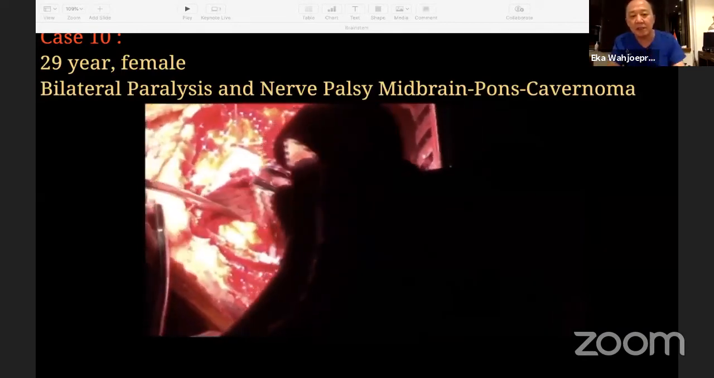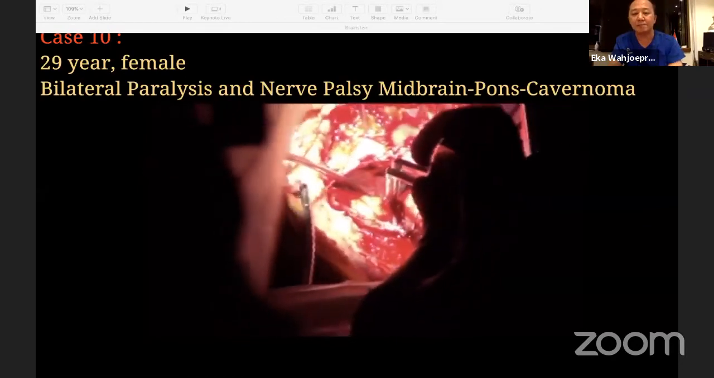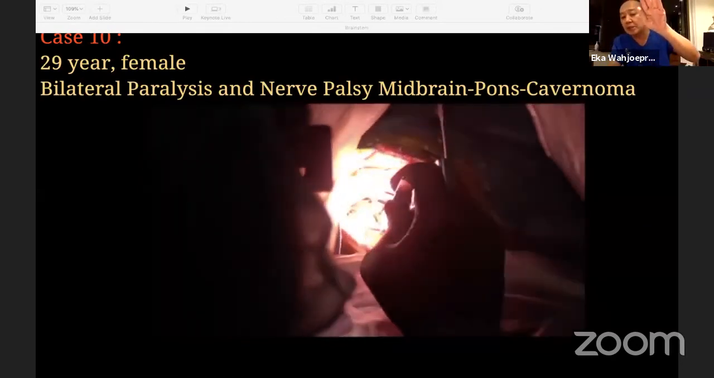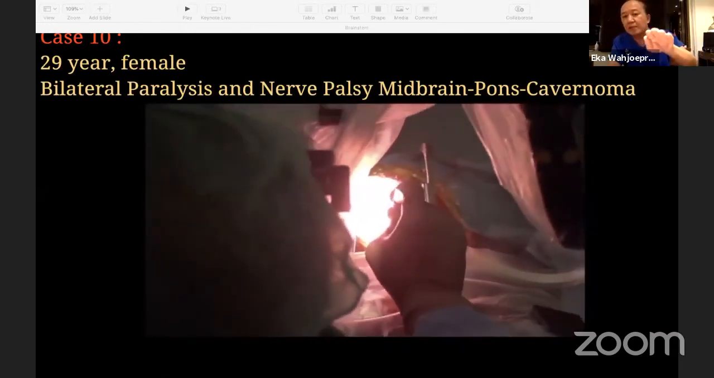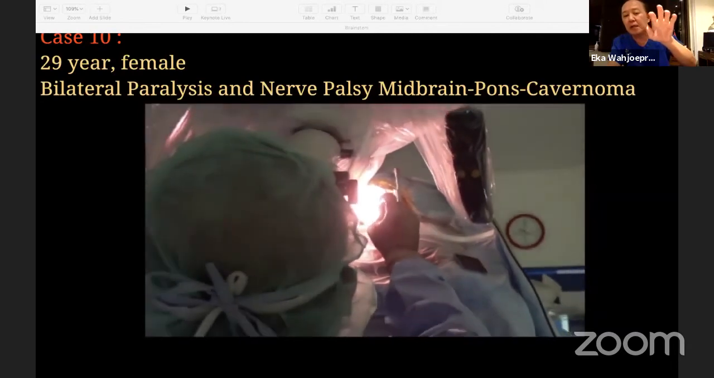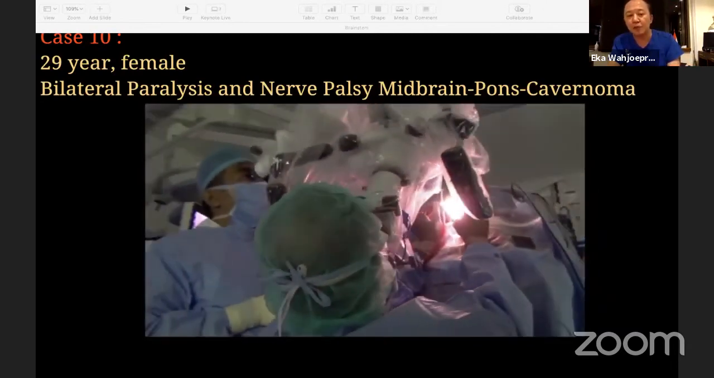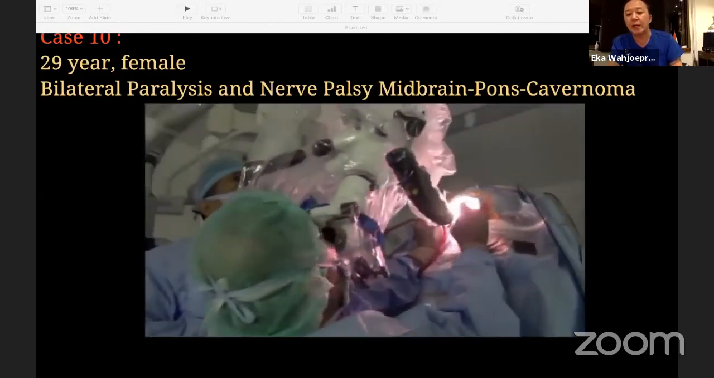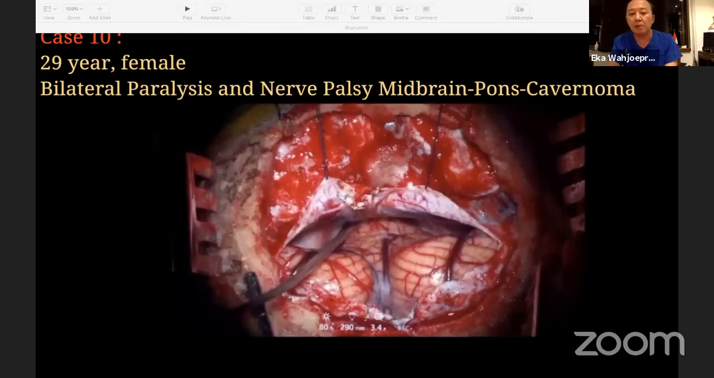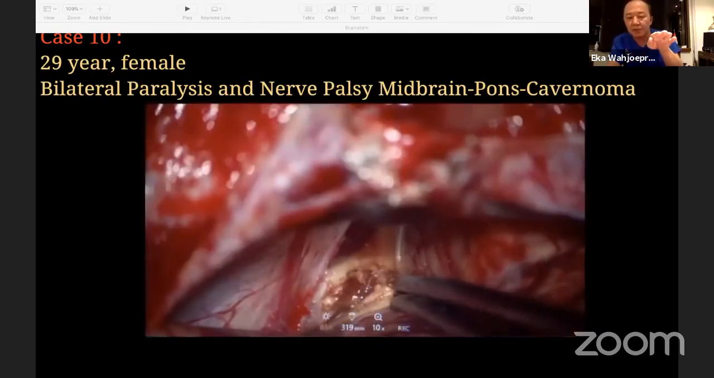Then we go there, deep in the anterolateral area. We can see, and in this position, the cerebellum goes down, and then we can have a very good surgical field around there, right? This position is really very useful for the huge cavernoma located in the midbrain-pons location. You can see that, right? It's very good because of the falling down.